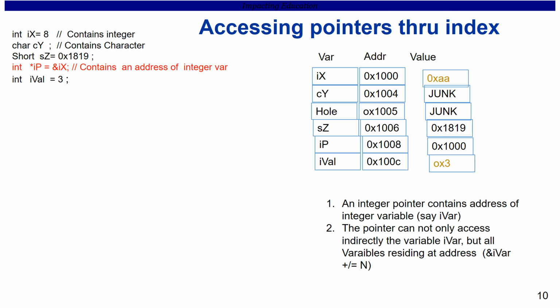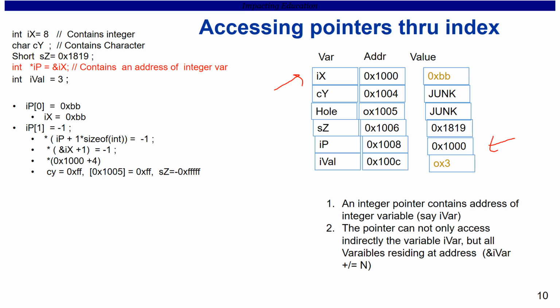So how do we access a pointer through index? Let's get back. When you say IP of 0 equals 0xBB, IP contains the address 1000. So IP of 0 would be equivalent to accessing an integer variable at address 1000, which is nothing but IX. So IX equals 0xBB means variable IX would change. We saw that IX is changing to BB.